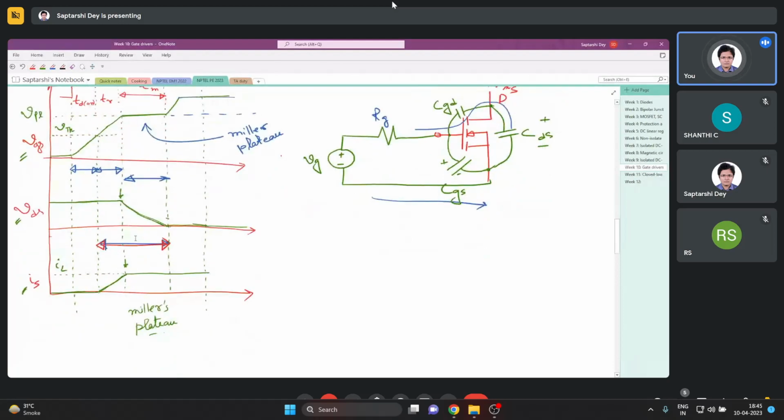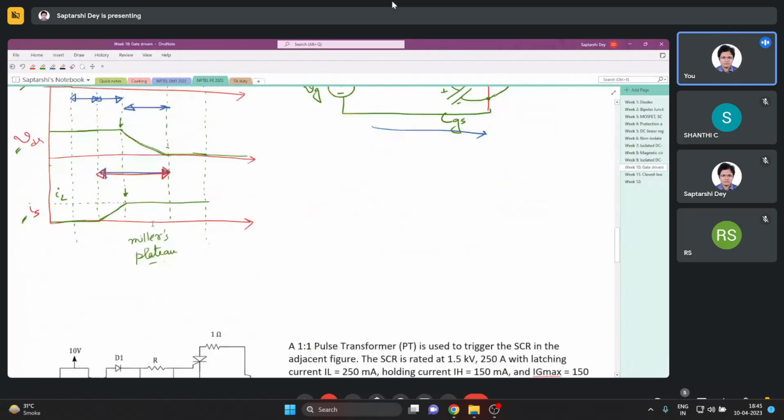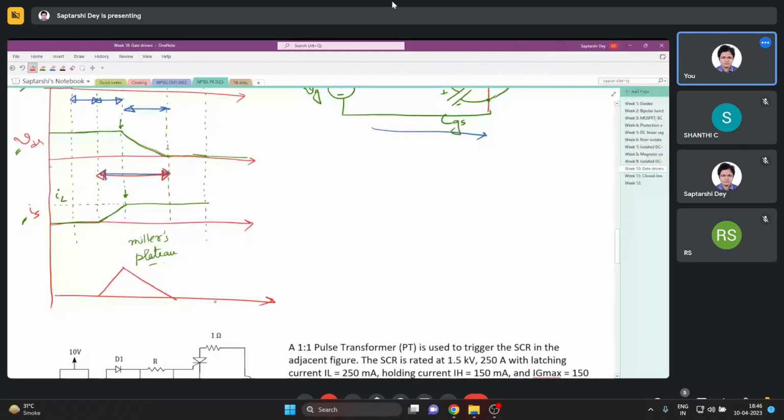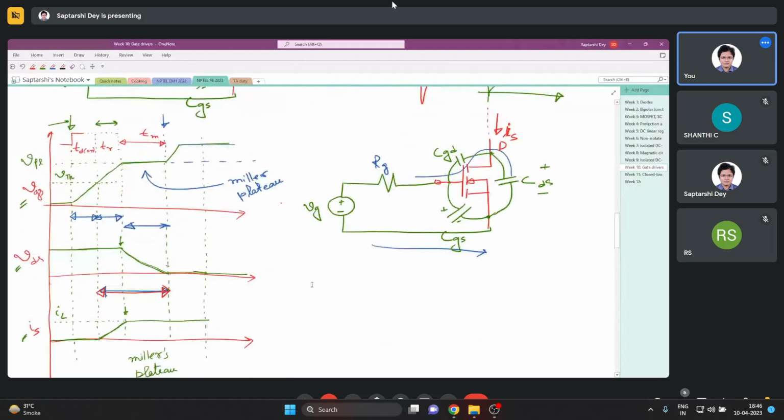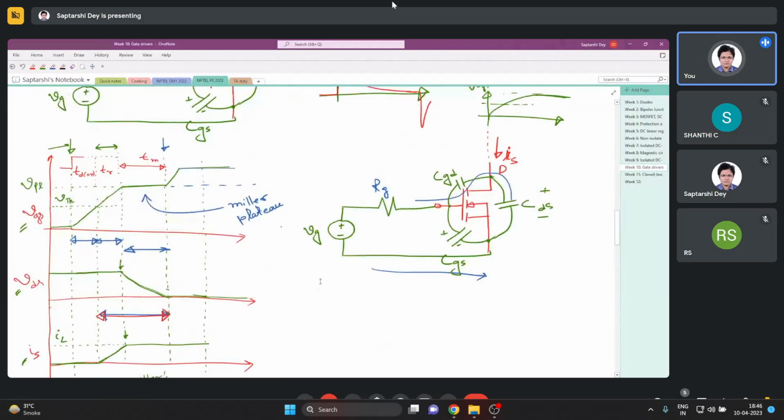So the power loss is something like this. If I draw the power loss here, it is something like this. And the switch off process is just the mirror image of this. The same things occur.